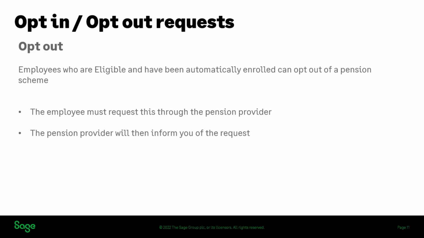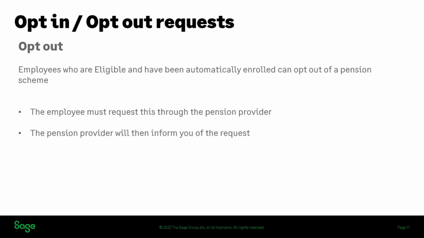Now, when it comes to opting out, employees who are eligible and have automatically been enrolled can opt out of the pension scheme. Now, again, the employee for this one must request this through the pension provider. So they must inform the pension provider that they wish to opt out. The pension provider will then inform you of the request, and that is when you then need to go and remove that pension scheme. So we'll be demoing the opting out.